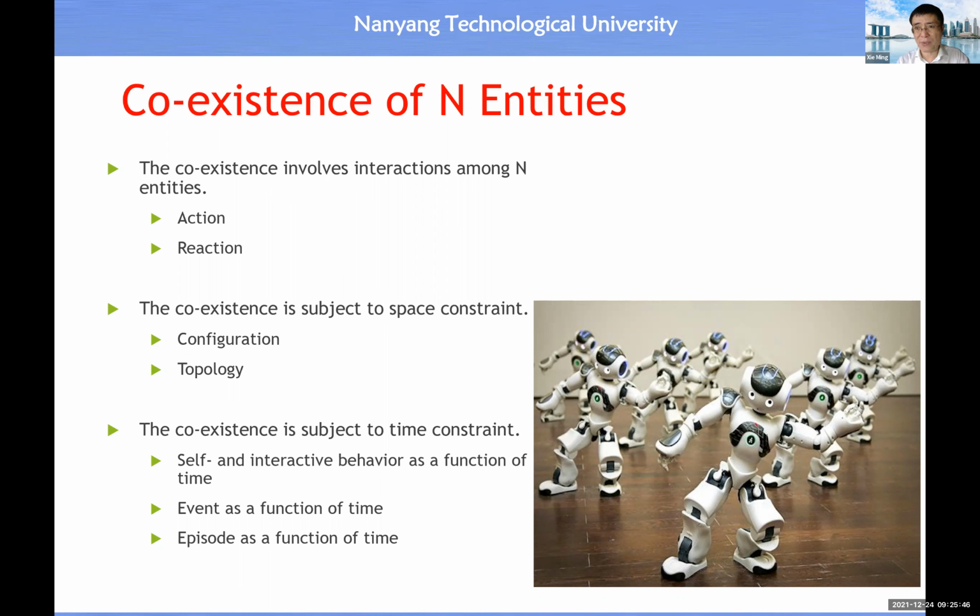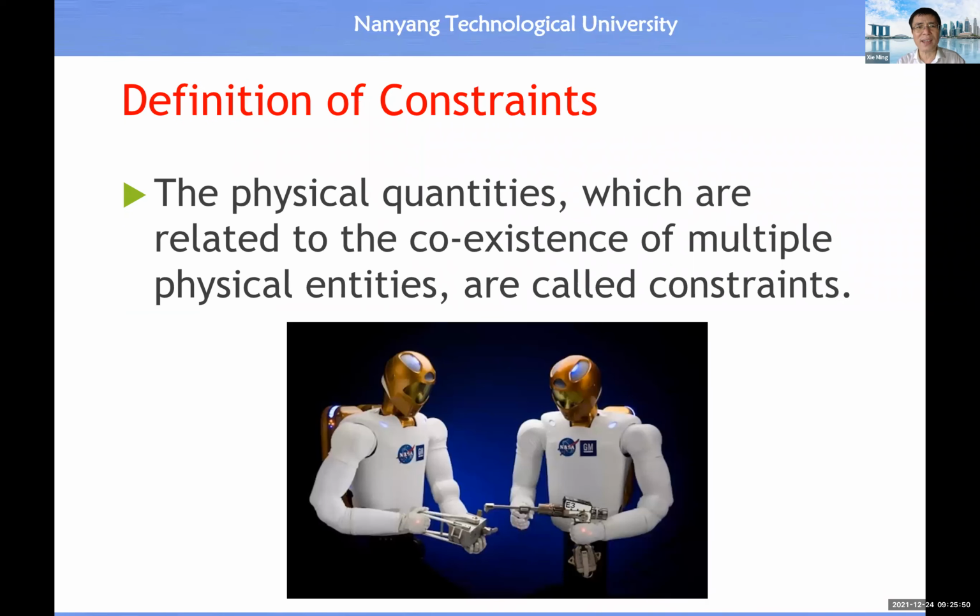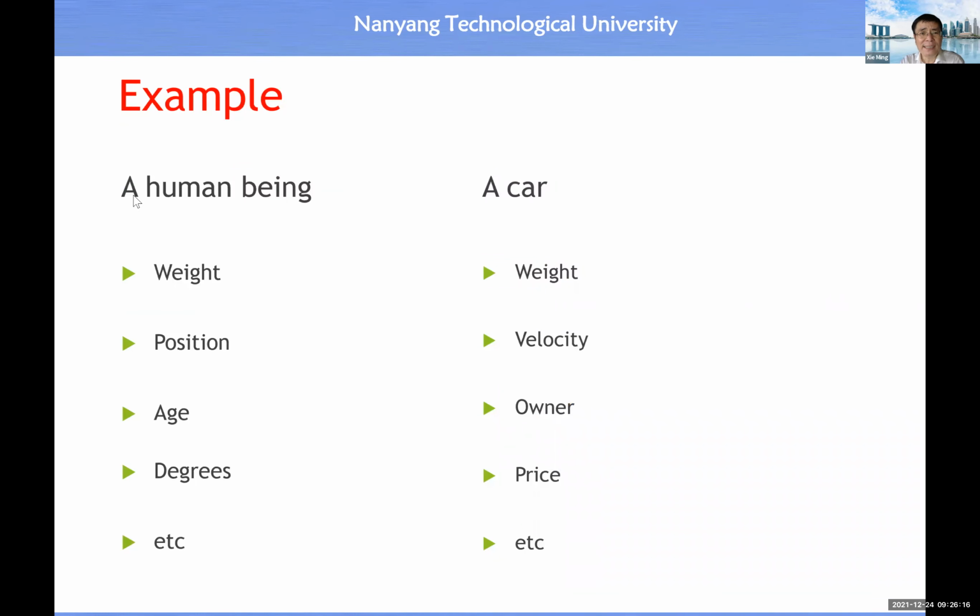So let me give you a big picture about the detail of a constraint. Now we can define what a constraint is. The physical quantity which is related to the coexistence of multiple physical entities is called the constraint. But here we include default constraints such as the space constraint and the time constraint. For example, a human being may include a constraint of weight, position, age, and degree. A car may include a constraint of weight, velocity, ownership, and price, etc. Because the price will impose a constraint on the decision of buying or not buying. The ownership also imposes a constraint of whether to own it or not.